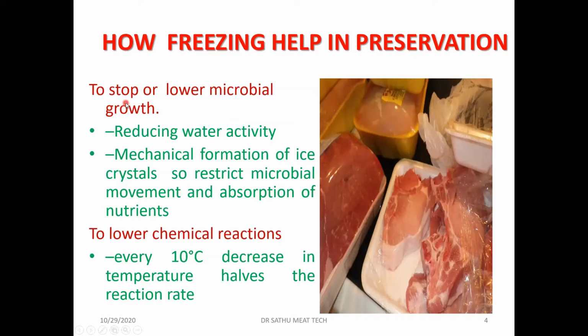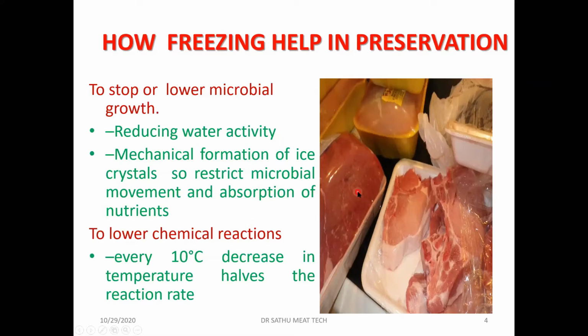We stop or lower the microbial growth in the food material or in the meat by reducing the water activity. So what is water activity? Water activity is the amount of water that is available for the microbes to utilize, that is, for movement and for the absorption of nutrients. That is a very simple way to define water activity. If the water activity is high, the microbes will multiply very fast. What we are doing in freezing is lowering the water activity.